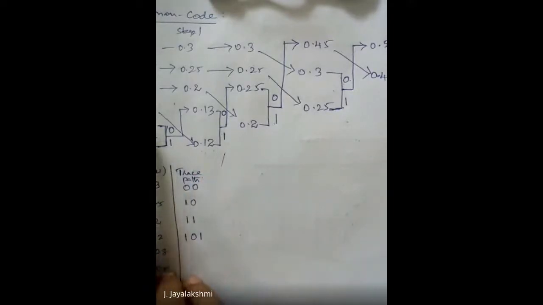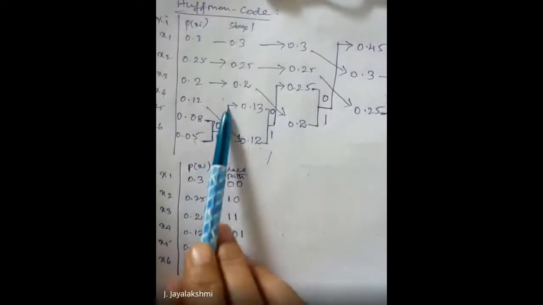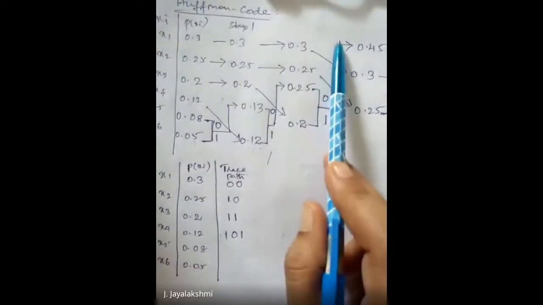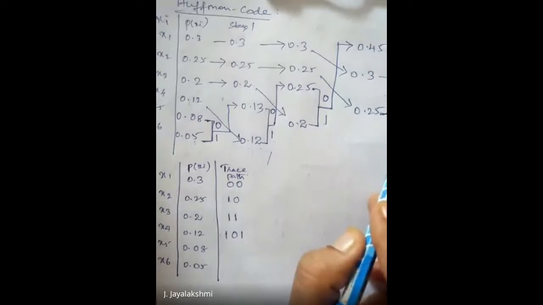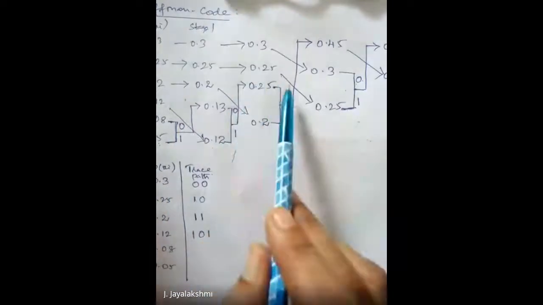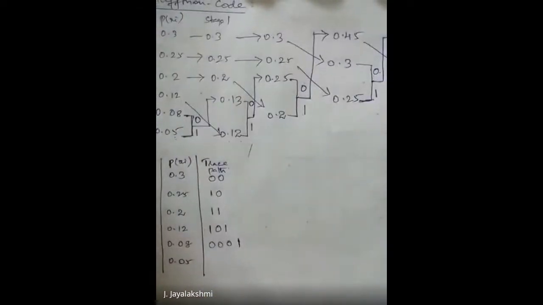Next, it is 0.08. So 0.08, the first bit assigned is 0. Then it goes here, it is 0. Then it goes here, it is once again 0. And then it goes here, and it results in 1. 0.45 is assigned 1. So the path is 0, 0, 0 and 1. So 0, 0, 0, 1 is the path for 0.08.